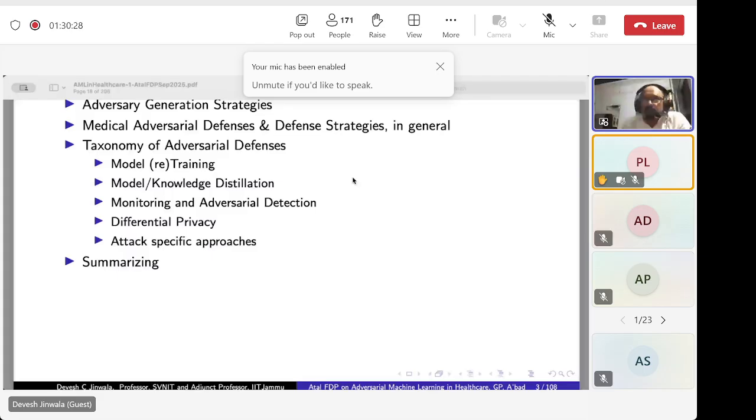Try to understand. And that's what I said earlier, that most of the machine learning systems have been developed by assuming that the data which is used is not going to be manipulated by anybody. Am I answering your question? Yes, sir. Okay.